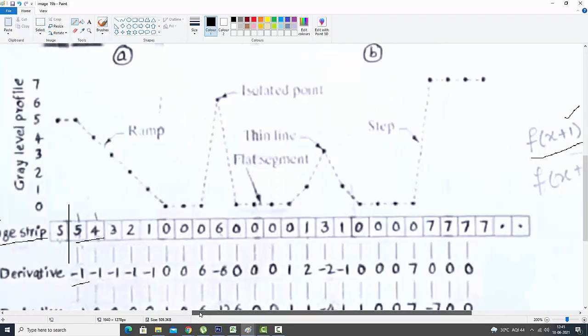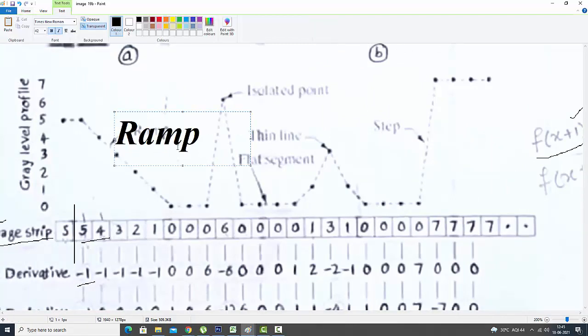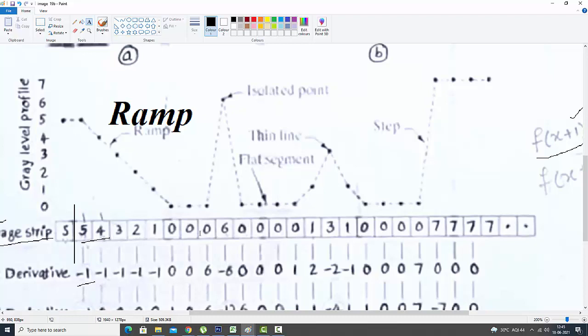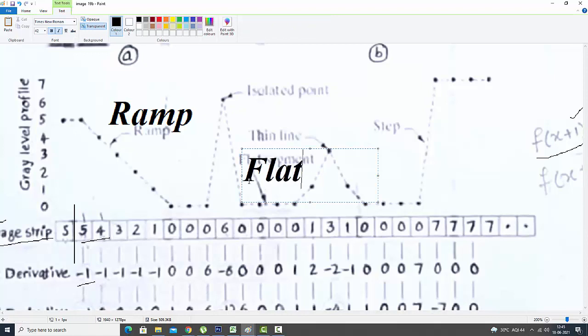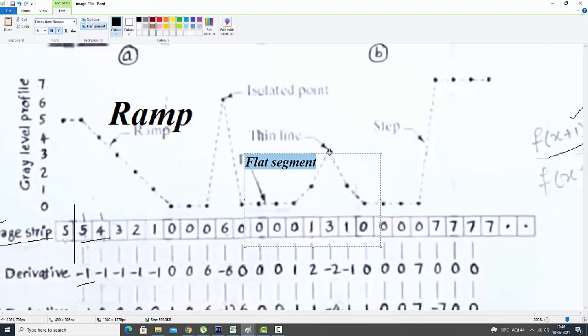Some portions are not written properly, so let me write them down. This is the ramp portion. While plotting this in the graph, in the 5 position we have 5, 5, then the portion 4, 3, 2, 1, 0. This portion is called the ramp. Then again there is a straight portion, which is called the flat segment. It is not visible, so I have to write it. Let me put that here in the flat segment.